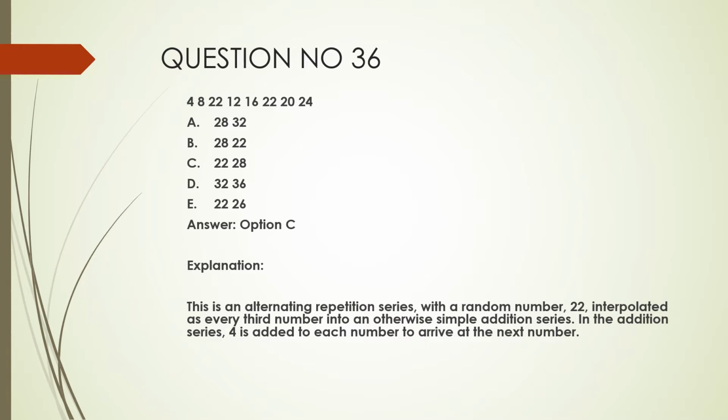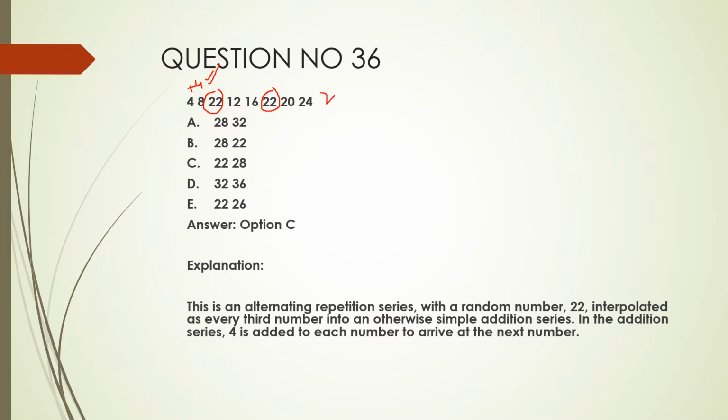Next question. 4, 8, 22, 12, 16, 22, 20, 24. So here again you can see an interpolated number, that is a constant of 22 after every two letters. So 4 to 8, there's a difference of plus 4, and 8 became 12, again plus 4, 12 to 16 plus 4 again, 16 to 20 again plus 4, 20 to 24 again plus 4.